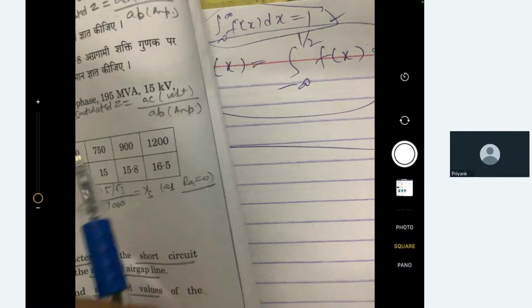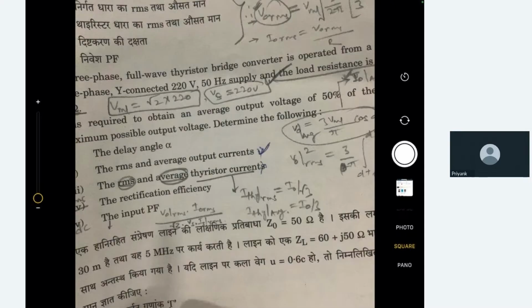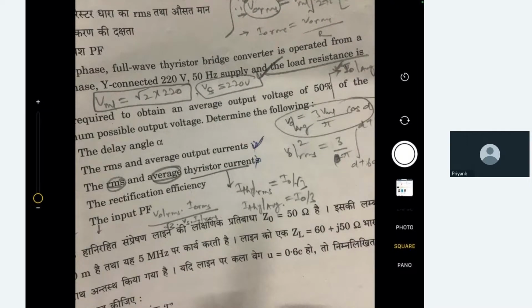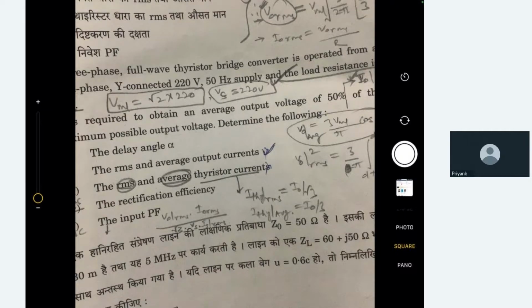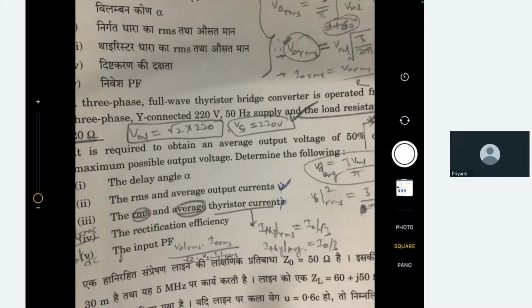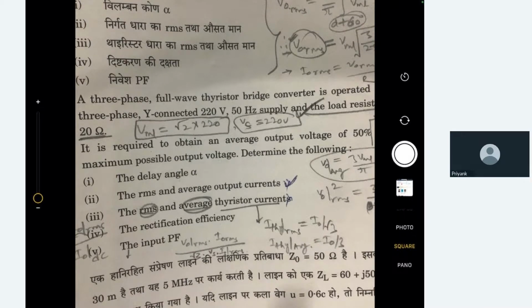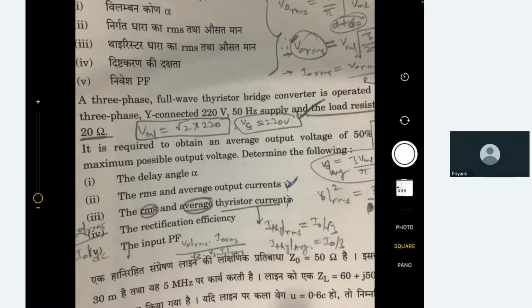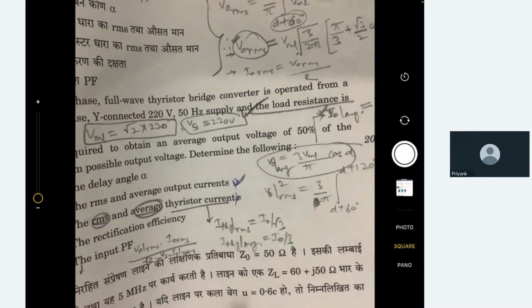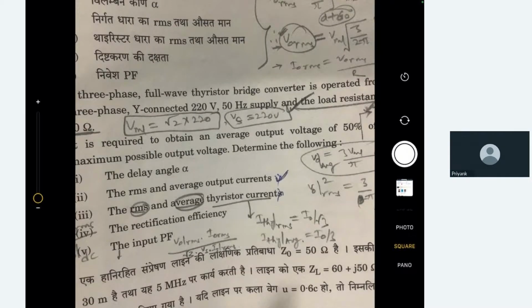Okay, right. So 7B, a simple question about the three-phase full wave. My question is not clearly visible now. A three-phase full wave thyristor bridge converter is operated from a three-phase star connected 220 volt 50 Hz supply and the load resistance is 20 ohm. It is required to obtain an average output voltage of 50% of the maximum possible output voltage. Determine the following: the delay angle.